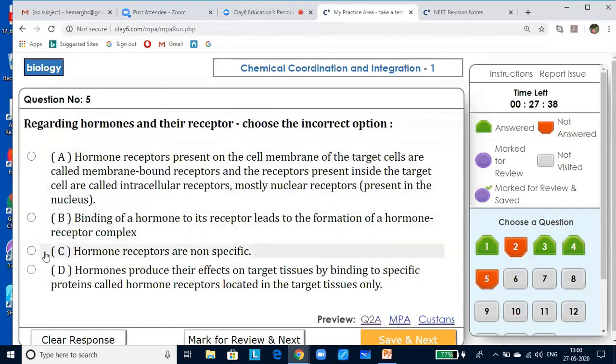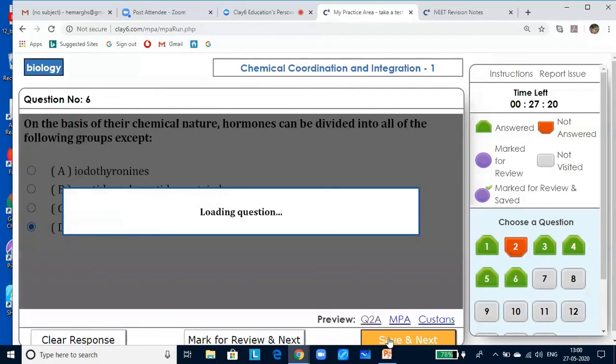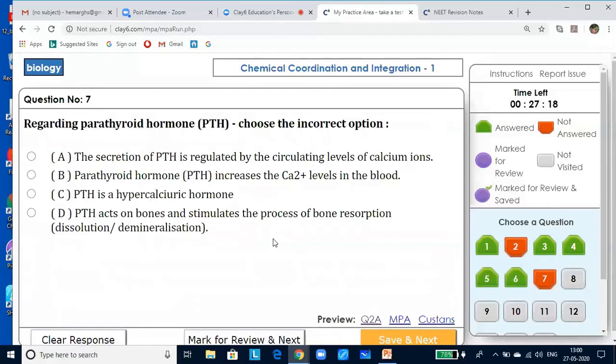Hormone receptors are non-specific. This is the incorrect option because they are very specific in their function. On the basis of their chemical nature, hormones can be divided into all of the following groups except none of the above, because these are the three kinds of classification we do. Regarding parathyroid hormone, choose the incorrect option. PTH is a hypercalciuric hormone.